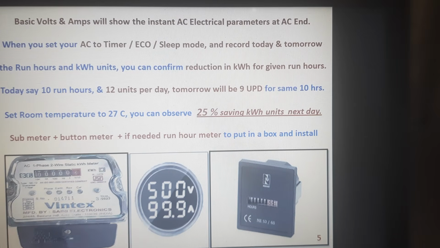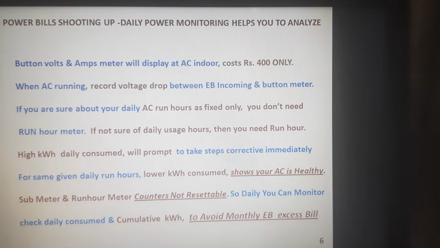When you raise the room temperature setting from 20 degrees to 27 degrees centigrade, you can observe the 25% savings in units the next day itself. The sub meter plus the button meter, and if needed the run hour meter, can be put in a box and installed before the indoor unit of your air conditioner.